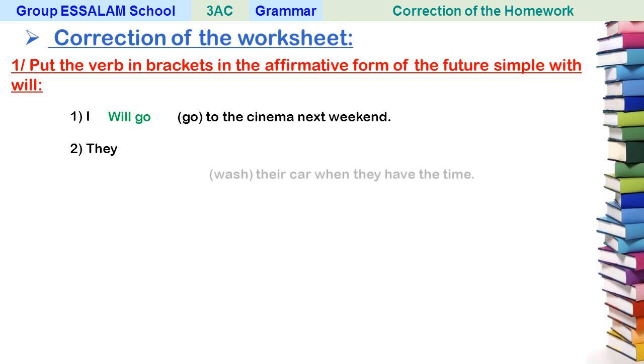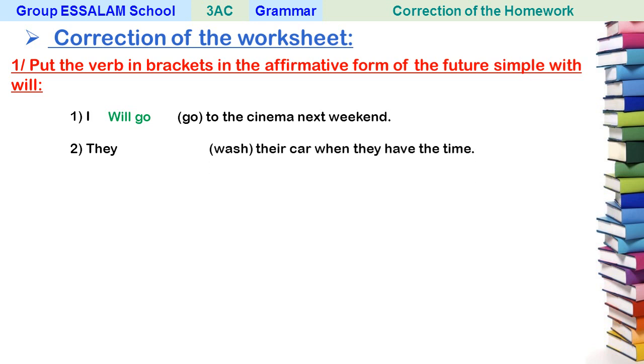Number 2. They wash their car when they have the time. What do you do here? Wash is the verb in the infinitive, so we should obey the rules. The answer is, they will wash their car when they have the time. Number 3. My sister take her dog for a walk. So the answer is, my sister will take her dog for a walk.